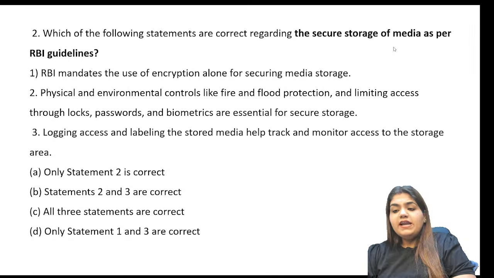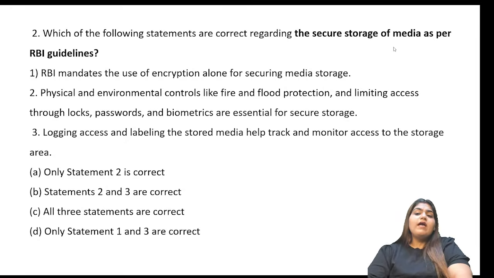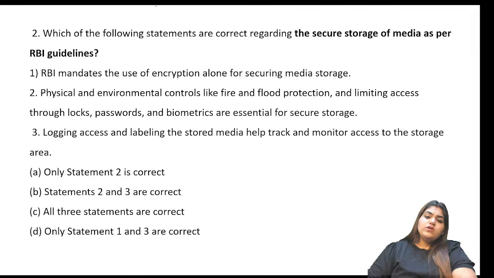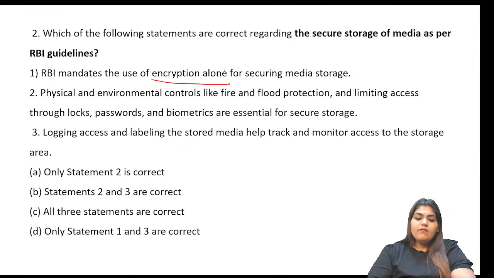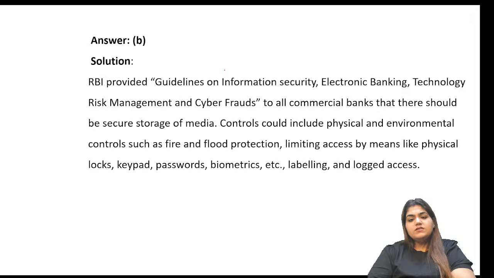RBI provides guidelines for all the commercial banks basically on how to secure the data. It talks about every aspect of controlling the data. It talks about labeling the data, which needs to be tracked if something happens. It talks about proper data security. So encryption is not the only method. We use defenses at different layers. Statement number 1 is incorrect. B is the correct answer.